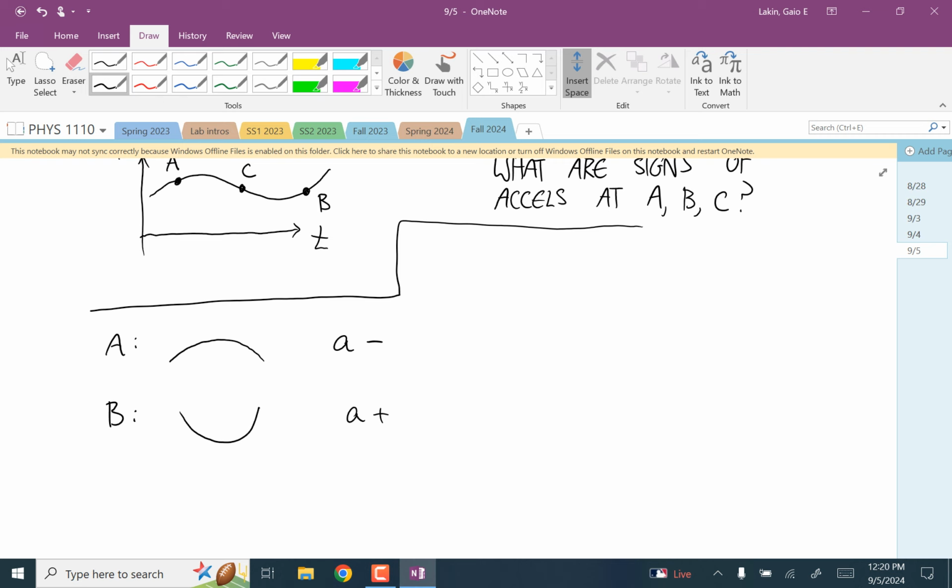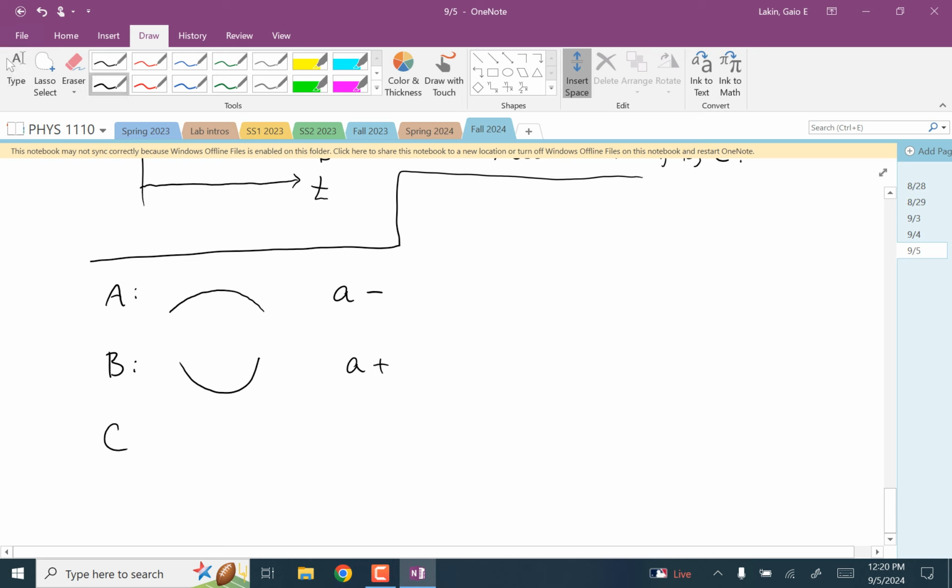At some point, you can think of it as this concave down part from A is getting less and less concave until right at the point C, it switches from concave down to concave up. And so at that point, the acceleration is equal to 0. Okay?